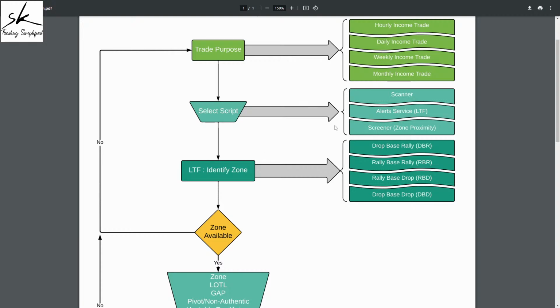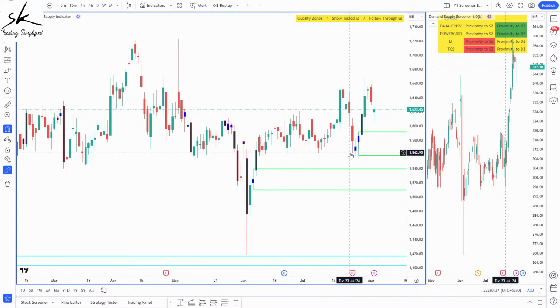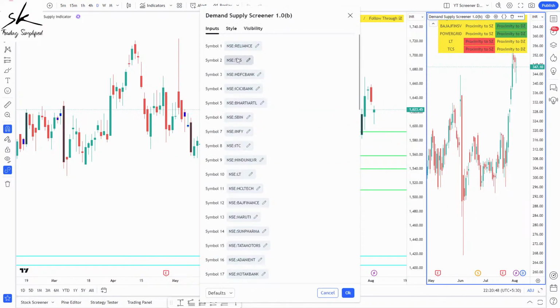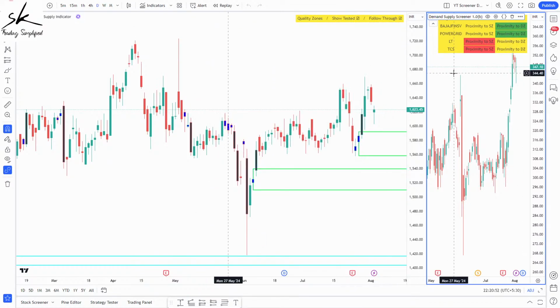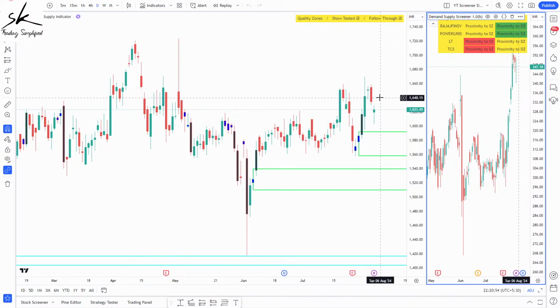So that's your alerts. Similarly, we have another tool which is called a screener. Now, screener has nothing to do with the formation of the zone. It has to do with when the current candle gets closer to a zone. So here you can see I've applied the screener, and in the screener I have given a list of 40 symbols. Now if you have a paid TradingView account, you can apply the screener multiple times on multiple charts, and you can have as big of a list as you wish.